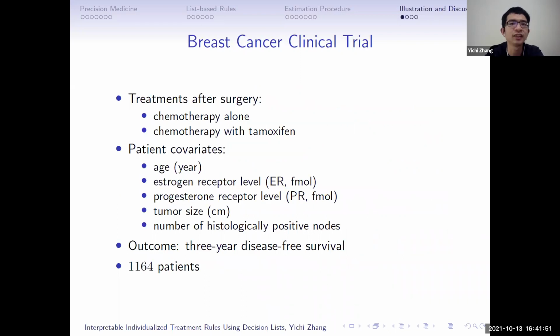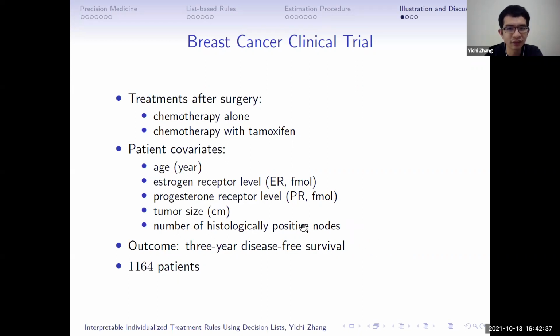The final part of the talk is going back to this motivating example and seeing how these proposed methods work for this breast cancer clinical trial. To briefly recall the important aspects of these trials, we have two treatments available after surgery, either chemotherapy alone or chemotherapy with tamoxifen. And we want to tailor patient treatment recommendation based on their age, estrogen receptor level, progesterone receptor level, tumor size, and the number of histologically positive nodes. And the outcome of interest is 3-year disease-free survival.